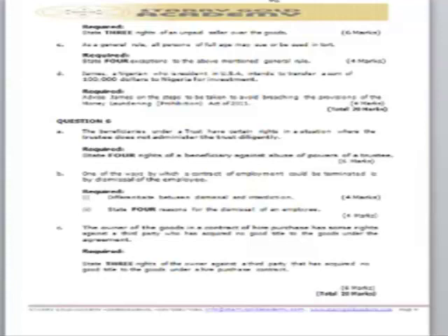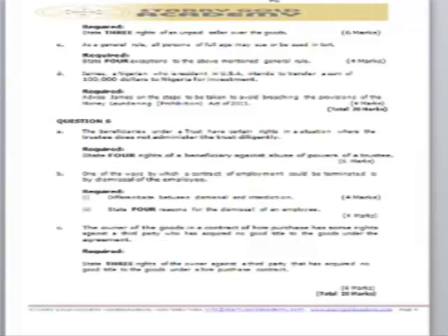Let's look at C. It says, as a general rule, all persons of all age may sue or be sued in tort. State the exception to the above mentioned general rule. Okay, so state the exception. Who are the people? That's why it says as a general rule, all persons. So who are the people exempted? Who are the people you cannot sue under tort? So state the exception and the type of people. That's what the question is talking about.